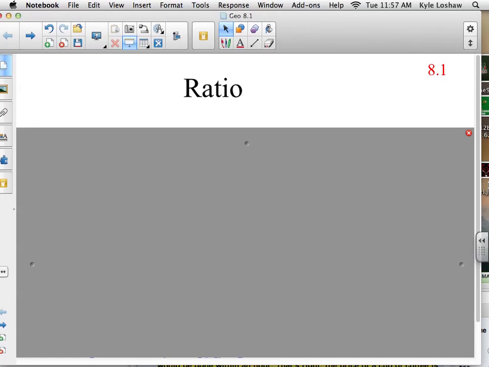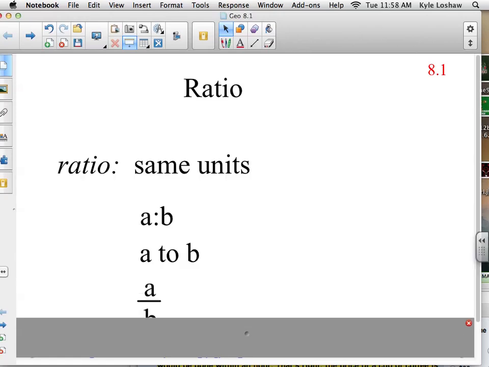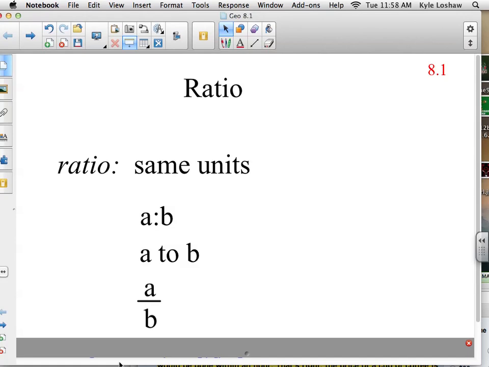So the first thing we're starting with today is obviously a ratio. What is a ratio? Most people think of it as just a fraction. But a ratio is always going to be in the same units, so we always have to have feet to feet, centimeters, millimeters, inches. And it can be written in any of these three ways. It can be written as a colon, read as A to B. It can be simply written out as A to B. And lastly, and probably the most common way, it'll be in fraction form, comparing A to B. Again, ratios are always a comparison of something.